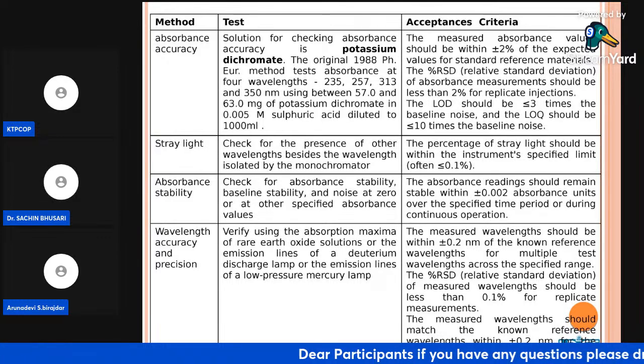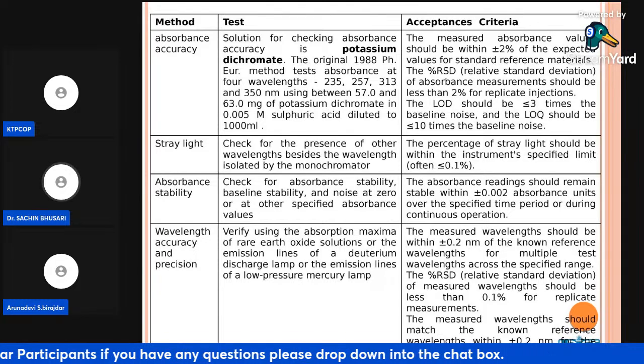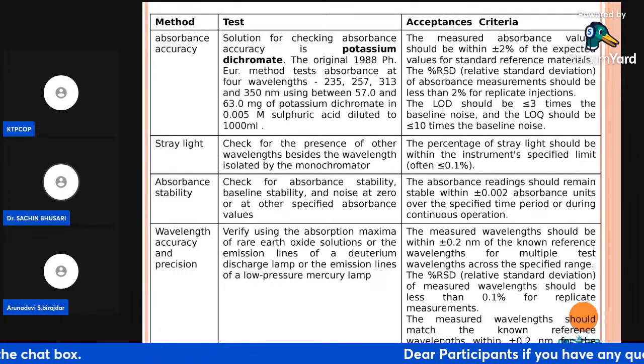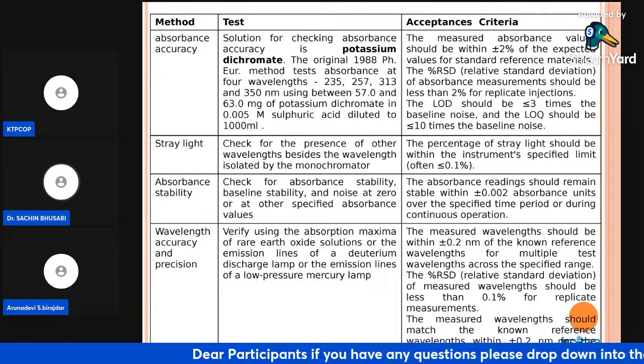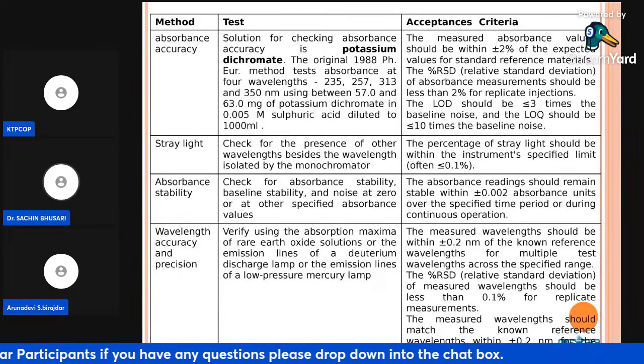Now, for UV, basically, for solutions for checking the absorbance accuracy, potassium dichromate is used as a solution. So, stray radiation, absorbance stability, wavelength accuracy, acceptance criteria are there. You can see the measured absorbance value should be within plus minus 0.2% of expected values.